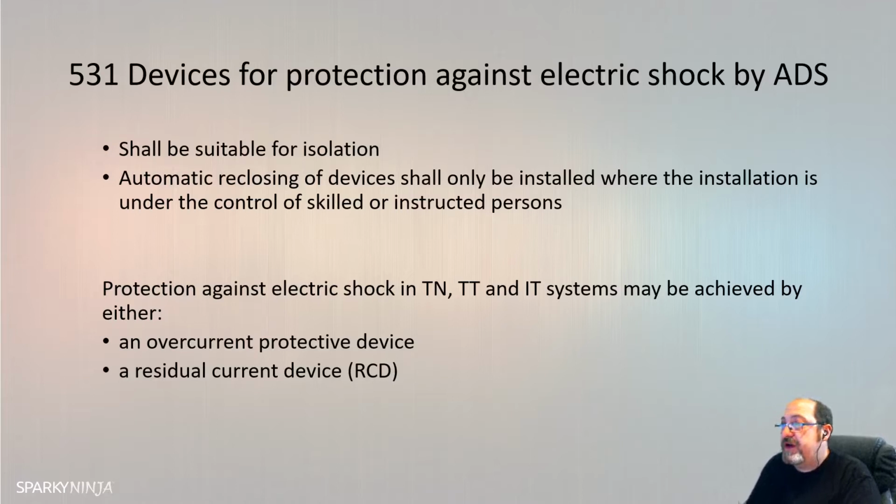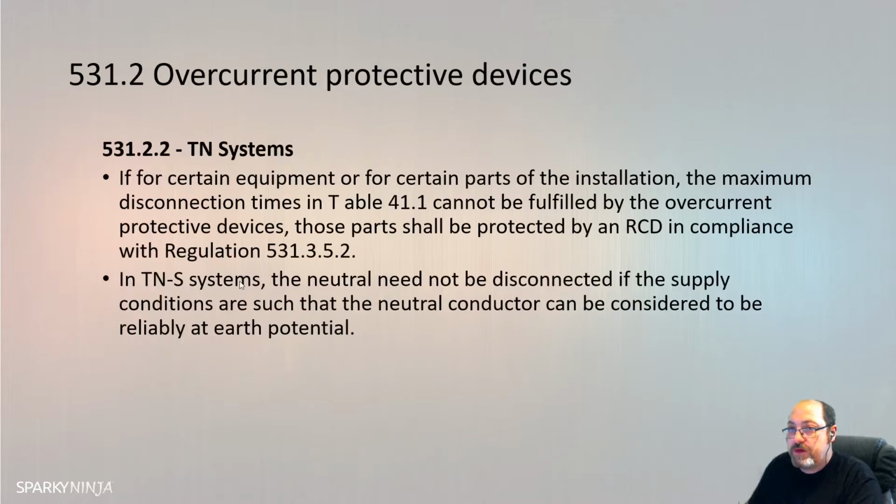So, overcurrent protective devices. When an overcurrent protective device is used for protection against electric shock by ADS, then it will be selected in accordance with section 533, which we'll come to very soon. For TN systems, in a TN system, overcurrent protective devices are used as devices for fault protection. Okay, so let's remember that all these protective measures, including ADS, have to achieve basic and fault protection.